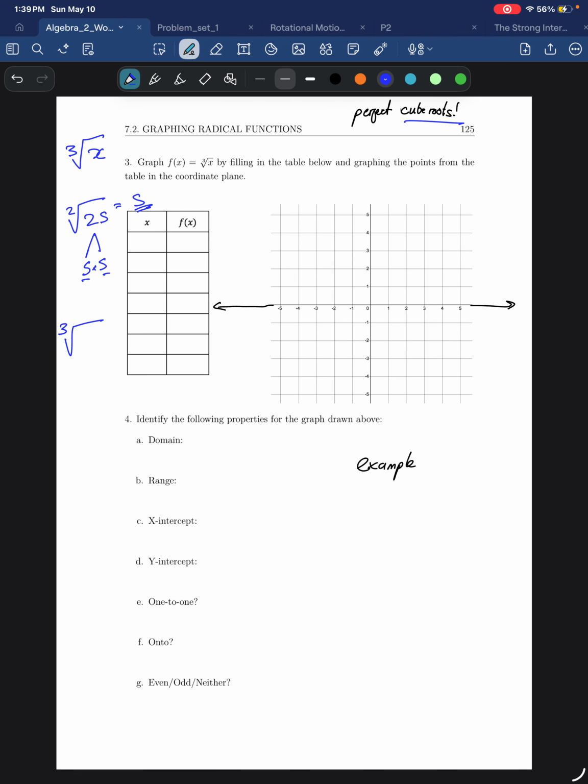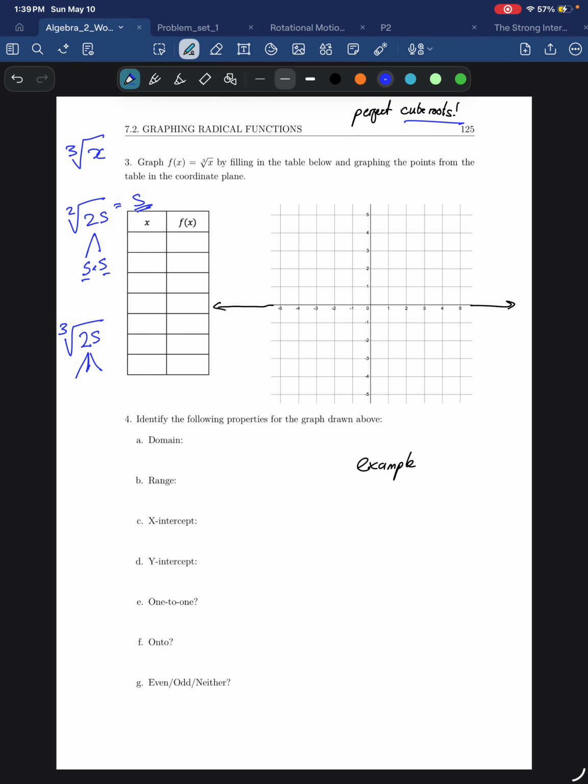But what if you have a 3, right? Well, if you got a 3, what you're really looking for is what number can I multiply by itself 3 times to get 25, right? In that case, 25 wouldn't be a perfect cube root. 25 would not be a perfect cube root.